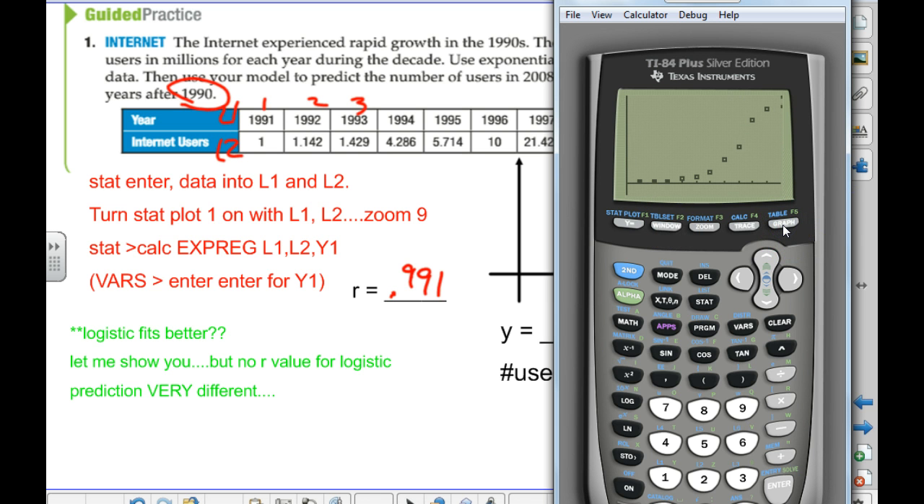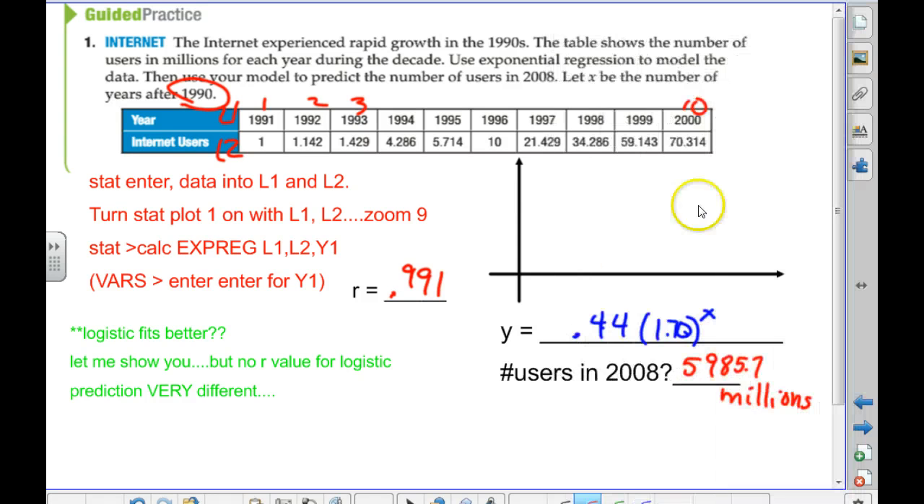That while it looks like a really good fit here, okay, does that look great? When you go to the table and you put in 18 years later, you only get 91 million internet users. Is that a little bit of a difference from our prediction with exponential growth? Okay, so it's a very different prediction depending which equation you use.